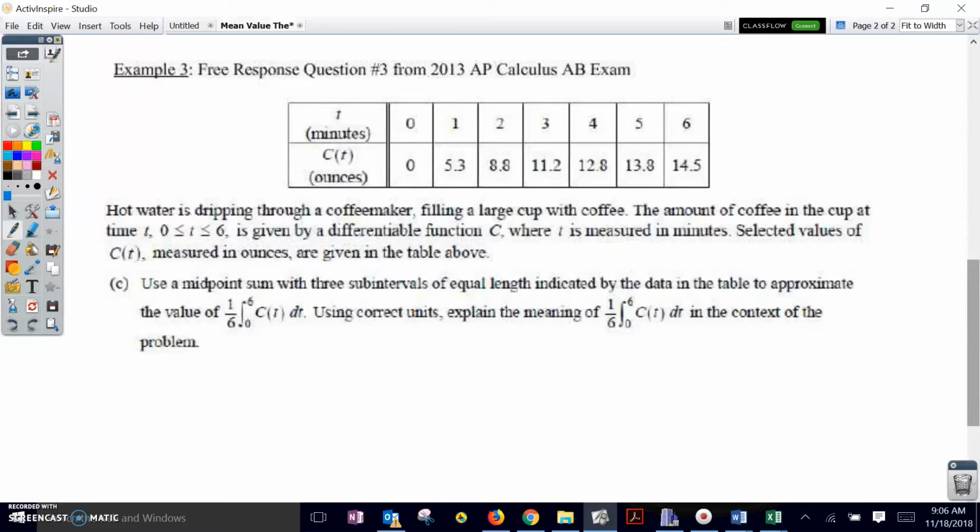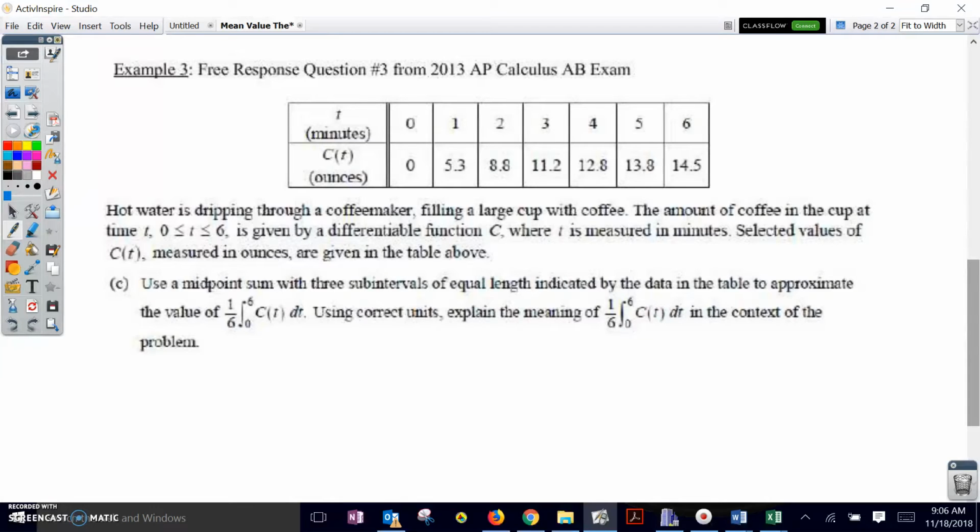Quick little review of a midpoint Riemann sum. Use a midpoint sum with 3 subintervals of equal length indicated by the data in the table to approximate the value of 1 over 6 times the integral from 0 to 6 of c of t dt. Using correct units, explain the meaning of 1 over 6 times the integral from 0 to 6 of c of t dt in the context of the problem.